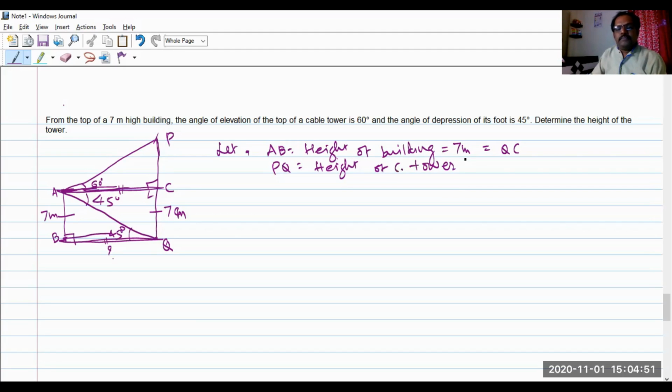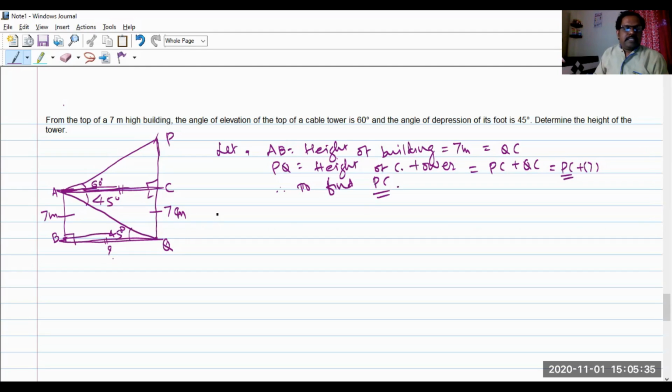The height of this given cable tower is PQ, which we need to find, and it is equal to PC plus QC. QC is known, that we have written there. So PC plus 7 will give us the PQ, the height of the cable tower, right? So now what we need to find is PC here. To find PC, the remaining part of this cable tower, we need to find the part PC of that tower, right?